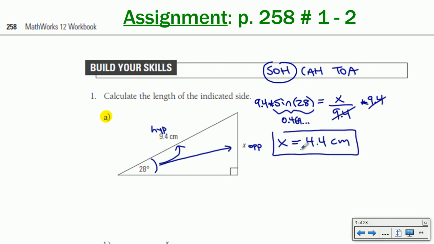One thing before you go on to try these questions on your own: as you're doing them, just remember you need to use inverse sine, cosine, and tan if you're finding angles. So sine inverse, cos inverse, and tan inverse will give you an angle. And you use just regular sine, cos, and tan if you're finding a side length.